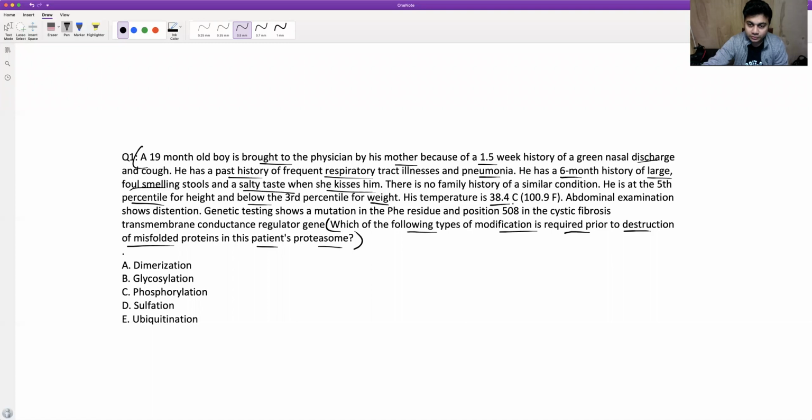His temperature is 38.4, a high temperature, right? Abdominal examination shows distension, because cystic fibrosis is a pathology of multiple sites. There is salt in the sweat, you know it already. In the respiratory tract, the secretion becomes thick, all right? In the gut, the secretion of the gut becomes thick.